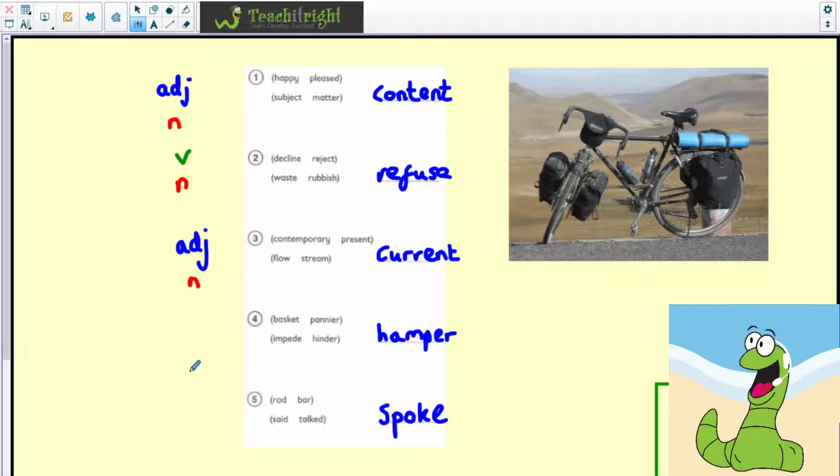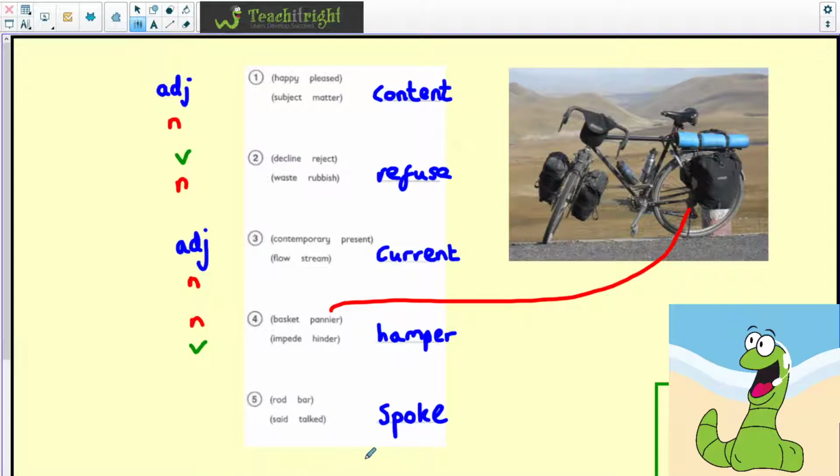Number 4, we've got hamper, so you can hamper someone as in a basket or a pannier. Now, if you didn't know what a pannier was, a pannier is one of those bags that goes onto a back of a bike. So I've just got a picture here so you can see those bags that sit on the back. I refer to as a pannier, and it's like a basket. So that goes as the noun. But hamper can also be the verb, and that means to impede or hinder. If you hamper someone, you kind of put them off doing something. So that could be to hamper someone is the verb.